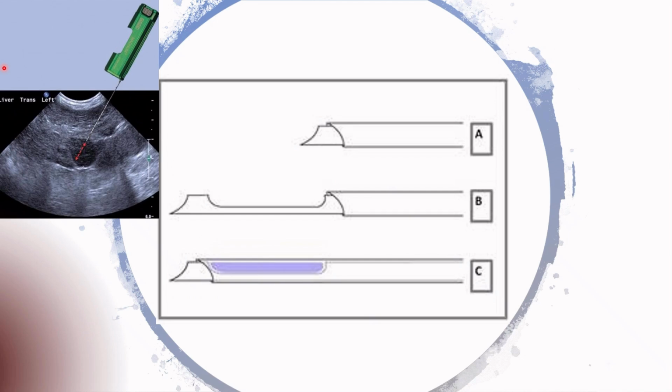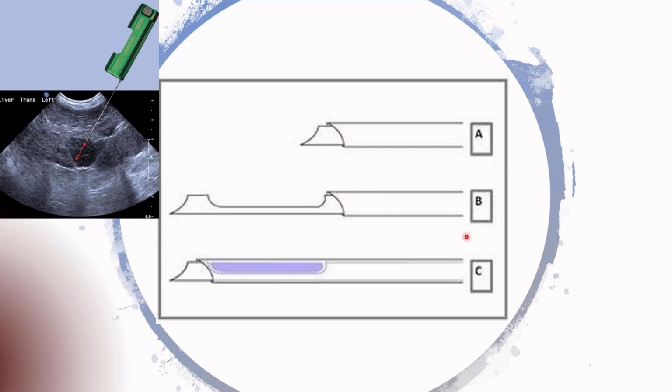So this is the automatic needle gun. Under ultrasound guidance, I target the lesion and the needle tip stands at the edge of the lesion. Then I push this button to fire the needle. On pushing this button, first, this is the rest position.